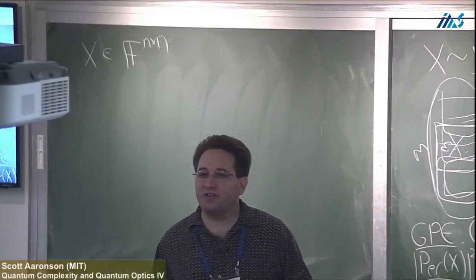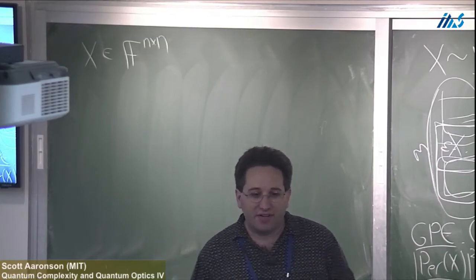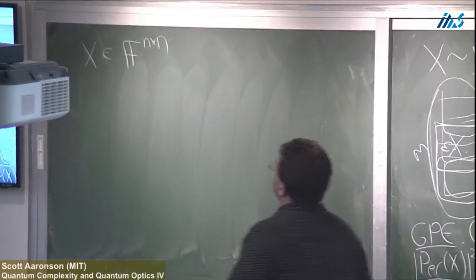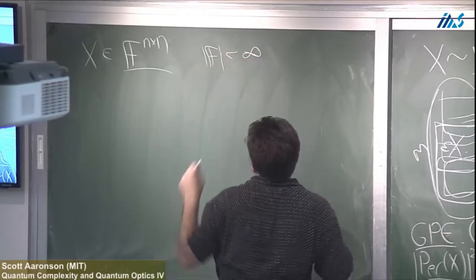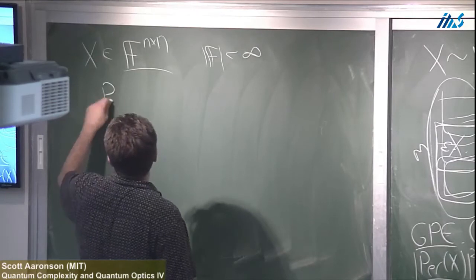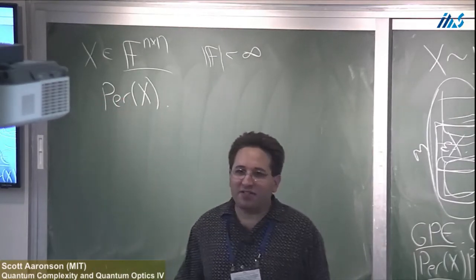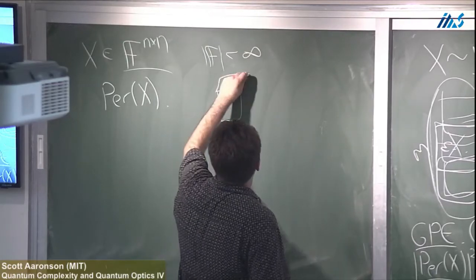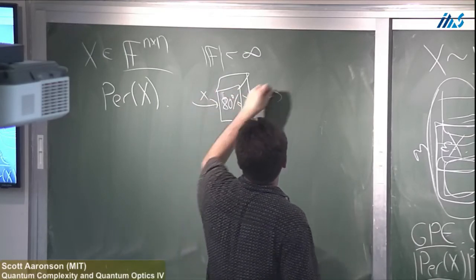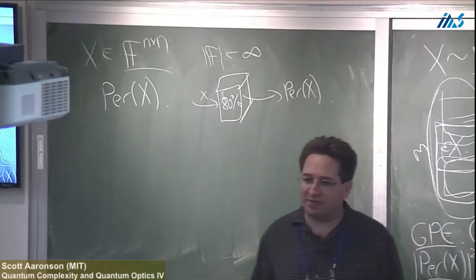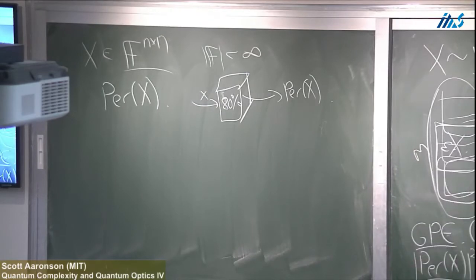Suppose that instead of talking about the complex numbers, we were talking about a finite field. So suppose X were just a uniformly random matrix in F to the n times n, where F is some finite field. And suppose that we wanted to know the permanent of X. Now suppose that we've got a magic box. This box will tell us the permanent of any matrix we feed to it, except only with 80% probability. It's a sort of discount oracle. On 20% of matrices it's totally wrong, and we have no idea which 20% either.